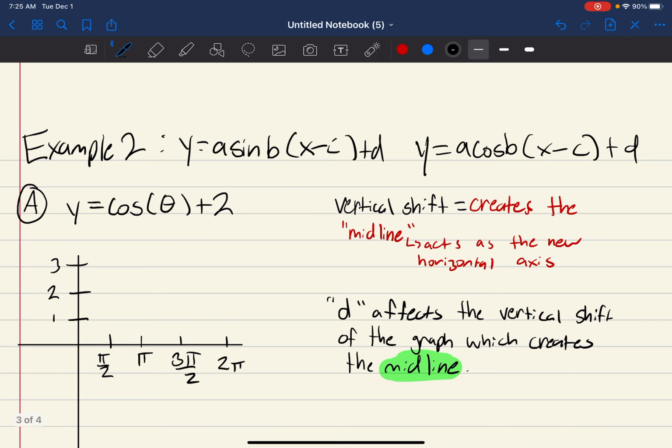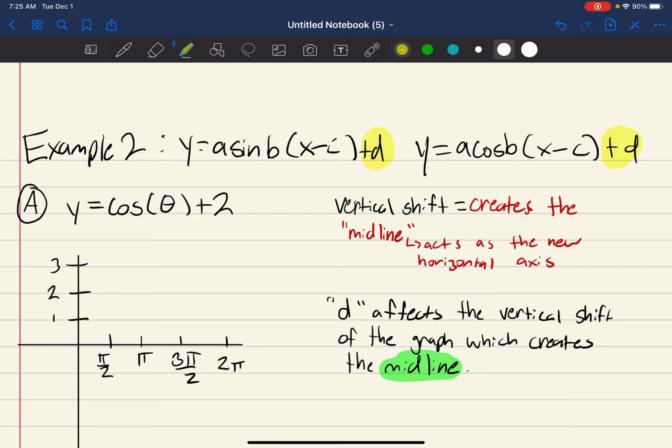Let's go over example 2, which says y equals sine bx minus c plus d. Same thing with the other one. Now you're asking which one does this affect? This one we're talking about the d value right here.